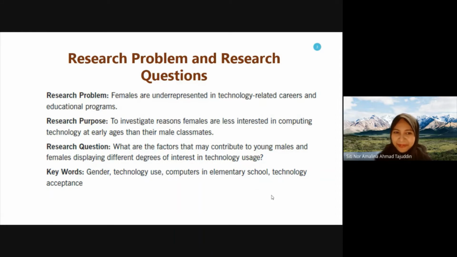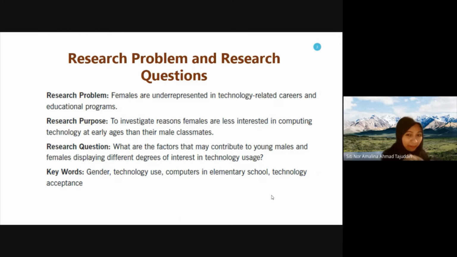Okay, look at the first one, the research problem. Females are underrepresented in technology related careers and educational programs. So they have identified the problem about females being underrepresented when it comes to technology related careers and educational programs. That's why the purpose of this study is to investigate the reasons why females are less interested, especially in computing technology, compared to males, right? And if you look at the research questions, they ask, what are the factors that may contribute to young males and females displaying different degrees of interest in technology usage?